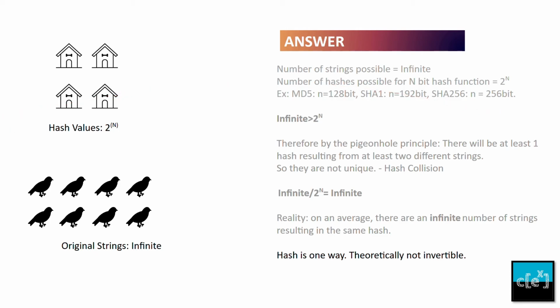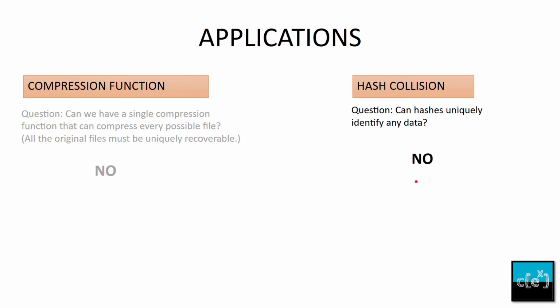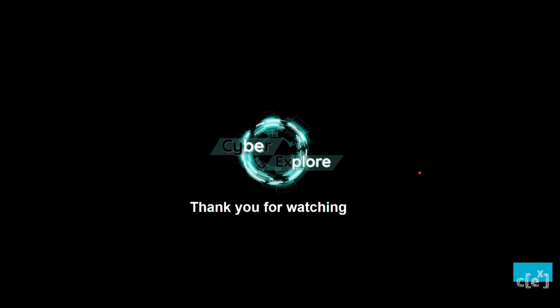Also, in the future, I will revisit this video when I will be discussing more about hash functions and hash collisions in more detail. Going back to the original question, can hashes uniquely identify any data? The answer is no. To summarize, in this video, we learned about the pigeonhole principle and then went through two of its many applications. We learned a little bit about compression functions and some concepts related to hash functions. And that's all for this video.